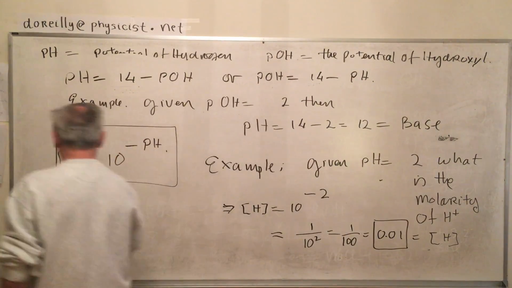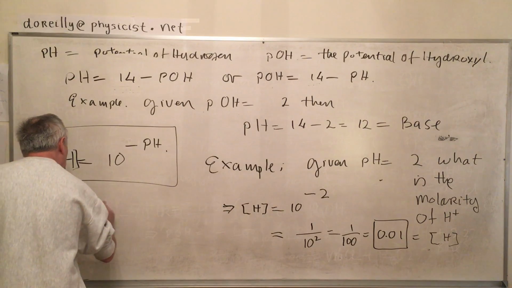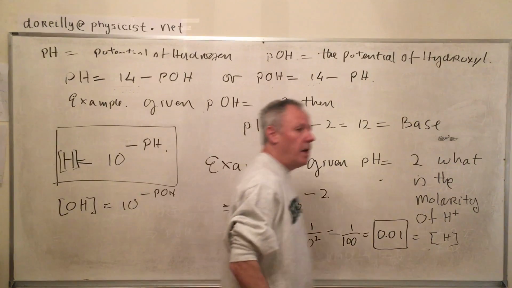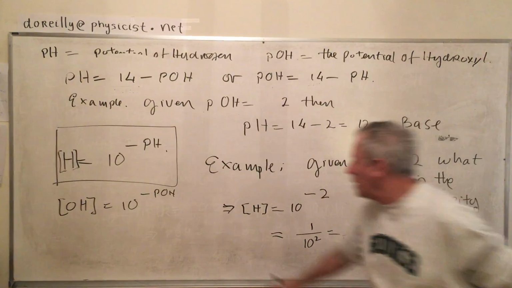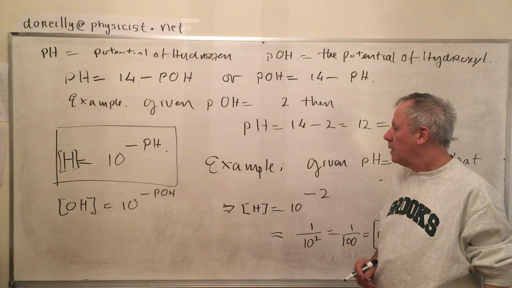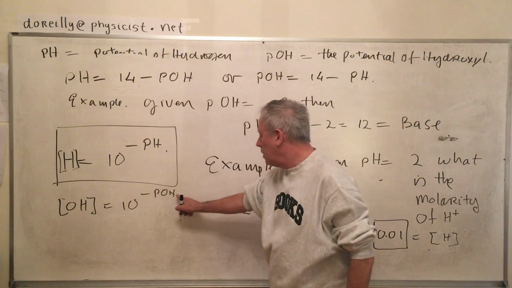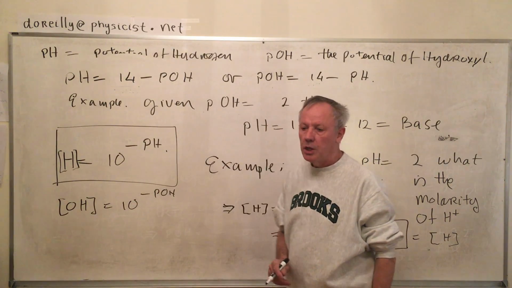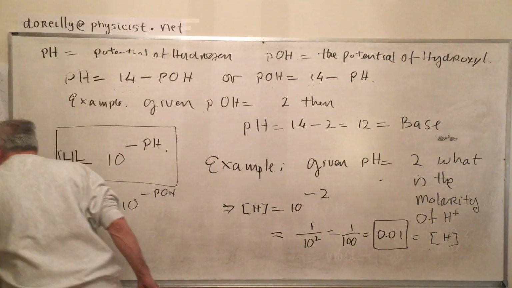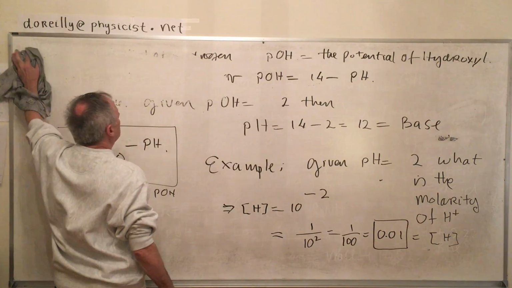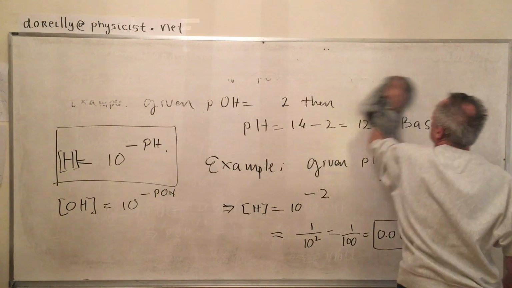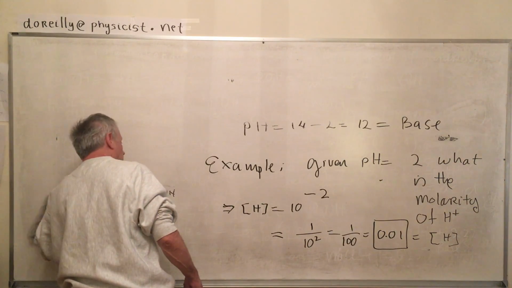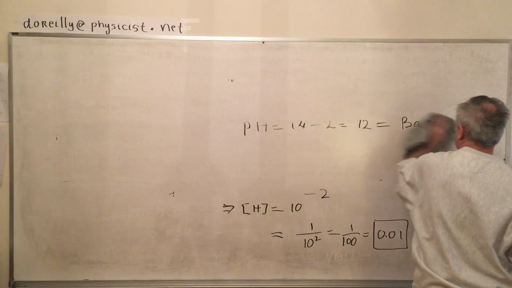Similarly, you could find the concentration if you're given the actual OH. If you're given the pOH, you can find the molarity of OH. Let's go through the whole scale for fun. So you see how trivial this stuff is. There are no more examples other than the ones I've shown you.